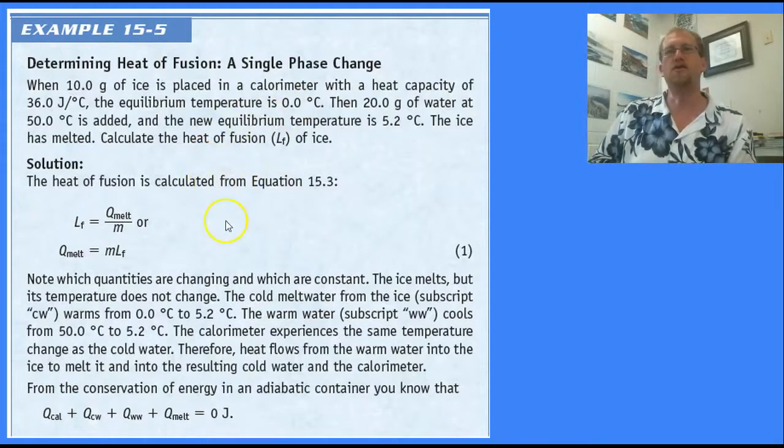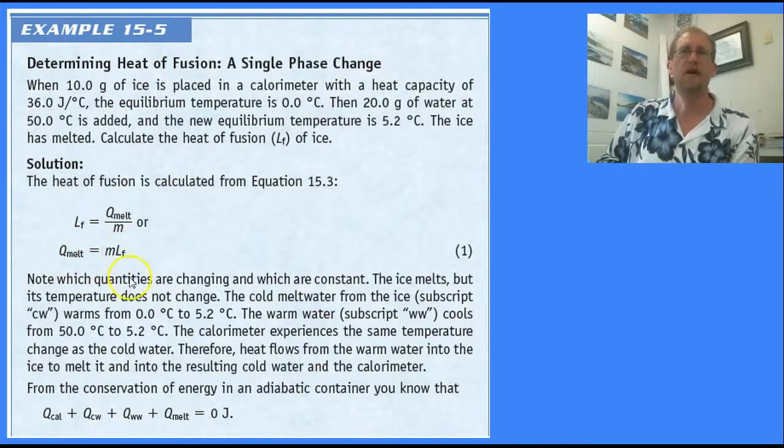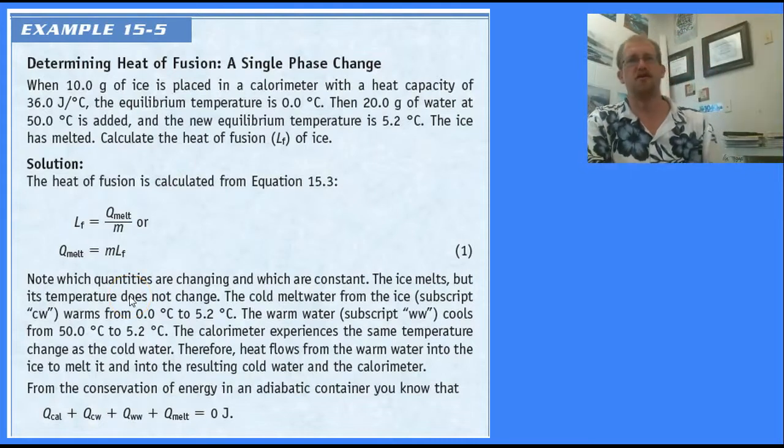So heat of fusion, latent heat of fusion, is the quantity of heat, thermal energy, it takes to melt a substance divided by its mass. You could rearrange to put Q melt outside, solving for the quantity of heat, then that is the mass times the latent heat of fusion. Okay? Note which quantities are changing and which are constant. The ice melts, but its temperature doesn't change.